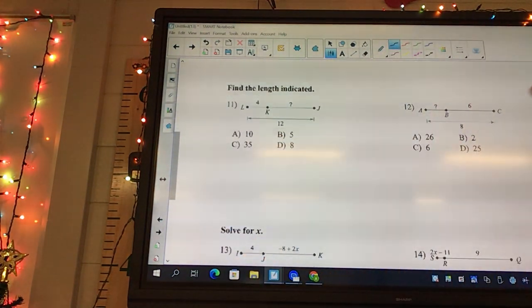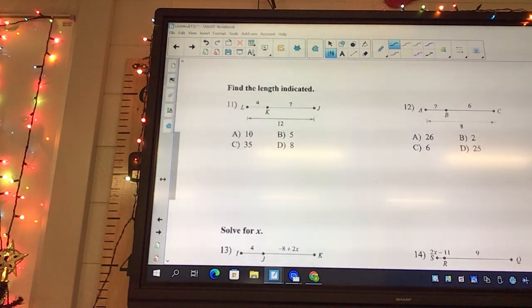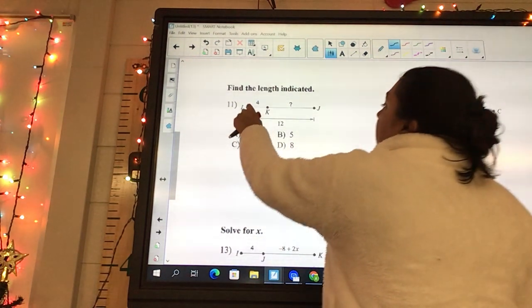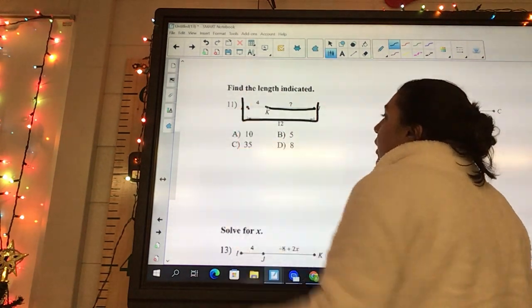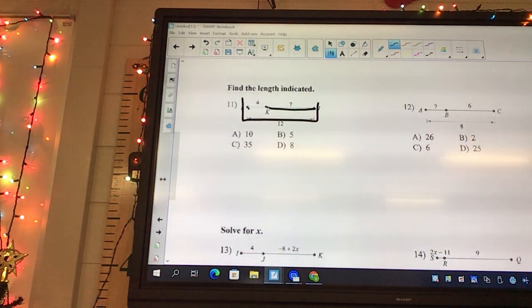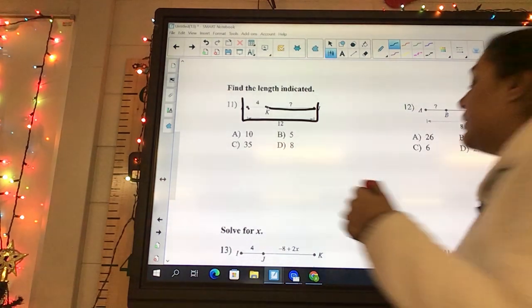Okay, 11, find the length of the indicated segment. Okay, so we know that LK is 4, and we don't know this part, but we know that the whole part is 12. So how can you figure out what the rest is? It's 8. We're going to subtract, okay? So you can say 12 minus 4, and that would give us 8.